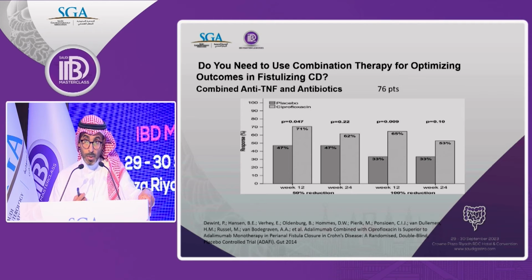After starting infliximab, patients started Cipro versus placebo. Cipro was used for 12 weeks. If we look at the response, it is good, with a significant p-value at 12 weeks. However, at week 24, whether you look at a 50% reduction or complete response, there is no difference. So you may add antibiotic as short term.